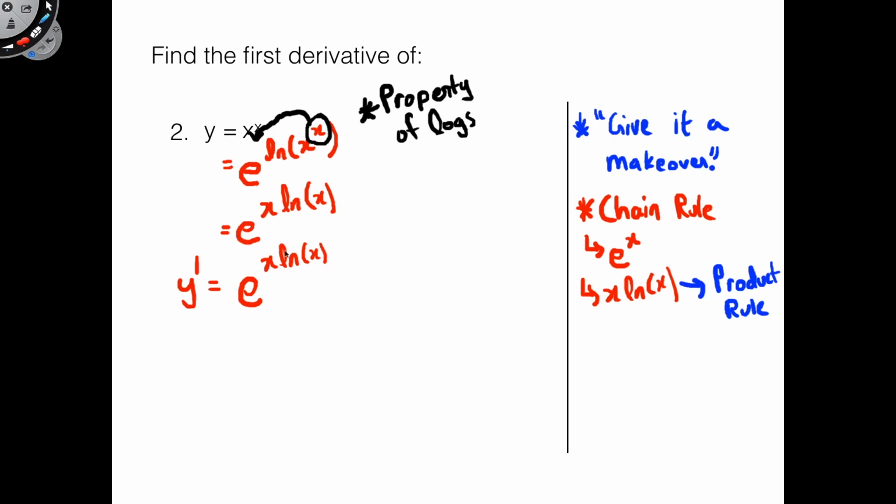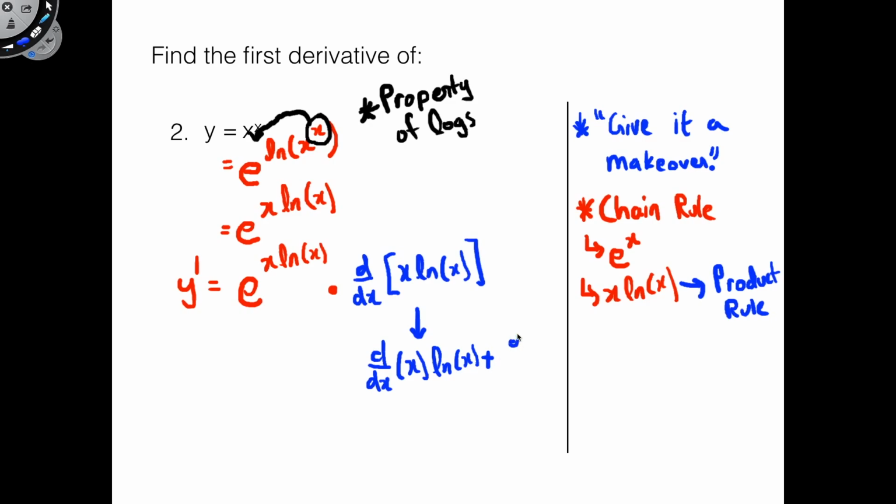Again, that's just because the derivative of the outermost function is just e to the x times the derivative of x ln of x. Let's take a look at that now. So the derivative of x ln of x is, if you recall, the product rule, would be d dx of x times the natural log of x plus, right? So that's the product rule right there.